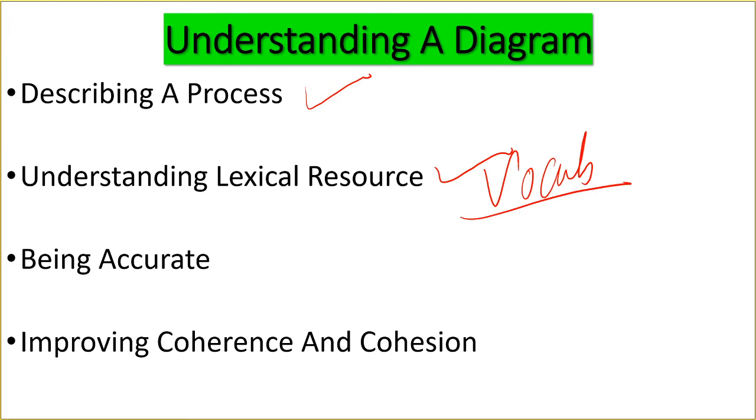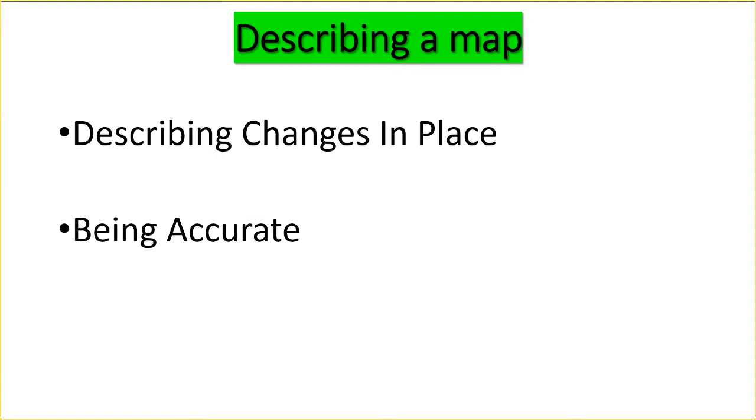Next is being accurate. So being accurate, I'll tell you how you can get accurate answers on the way for writing, so that I'll tell you in this complete workshop. Further, on improving coherence and cohesion. Improving coherence and cohesion is linking your ideas with each and every idea, so that we would be sharing in the complete workshop.